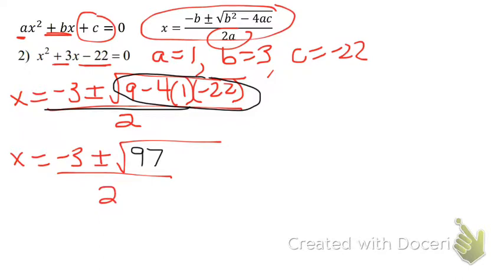Now, for this one, the square root of 97, let me put that into my calculator. That is not a nice, neat number, and I can't come up with two numbers I can multiply together to get 97 where I could break one of them down. So that's it. I'm done right there. That's the end.